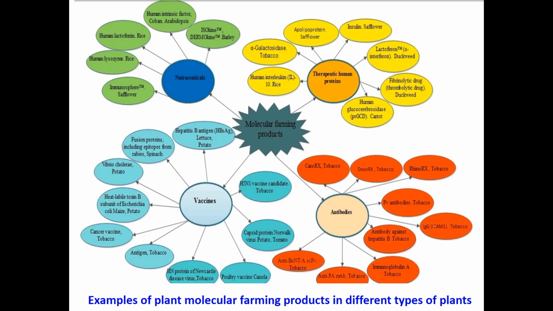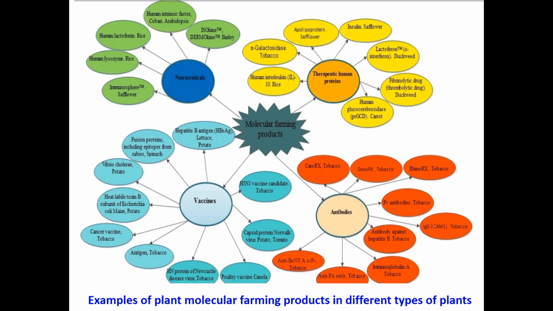We have different systems like tobacco, potato, maize, spinach, tomato also comes, and even canola comes. These are the different plant production platforms for production of high value molecules.